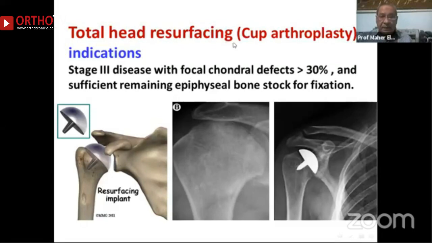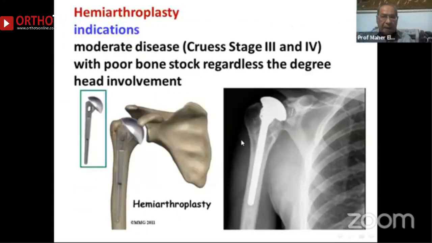Total head resurfacing or cup arthroplasty indications: stage 3 disease with focal chondral defect more than 30% and sufficient remaining epiphyseal bone stock for fixation. The next is hemiarthroplasty indications: moderate disease in stage 3 and 4 with poor bone stock regardless of the degree of head involvement, like here.